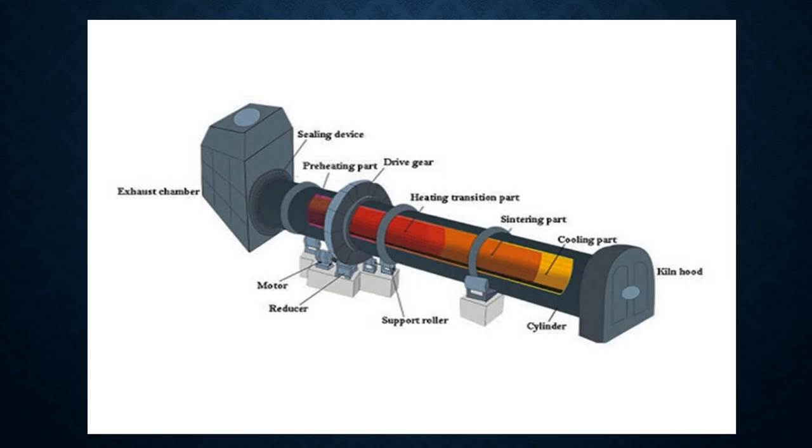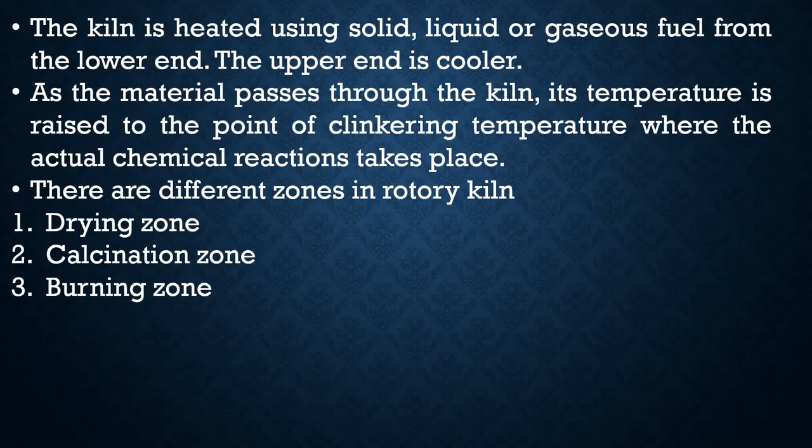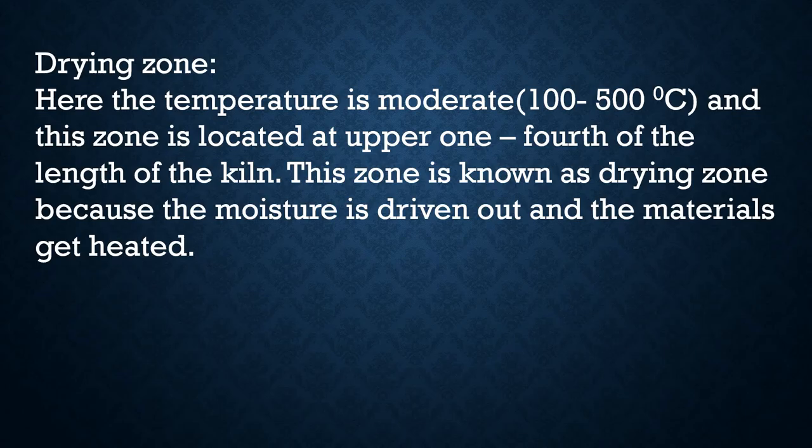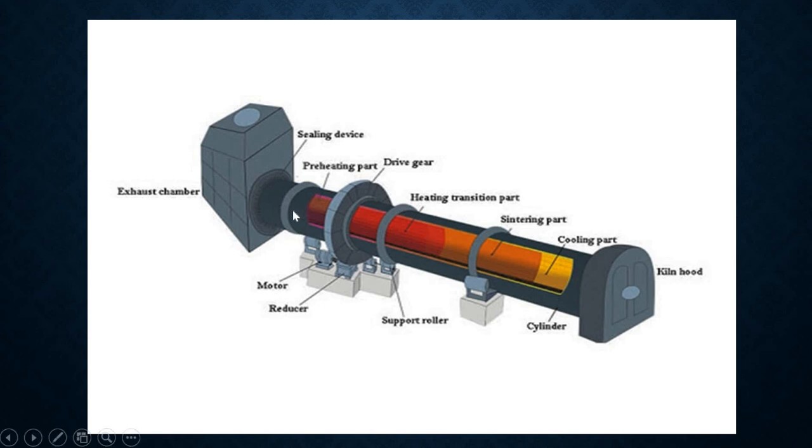Here is the kiln. All the above discussed points can be observed here. The cooling area. Drying zone: here the temperature is moderate. The temperature is maintained around 100 to 500 degrees centigrade and it is generally located at the upper end of the length of the kiln. This zone is called the drying zone because the moisture is driven out and the materials get heated.